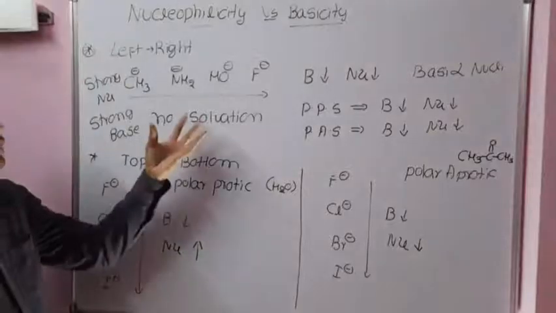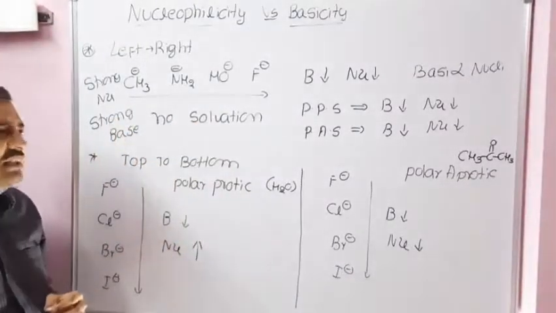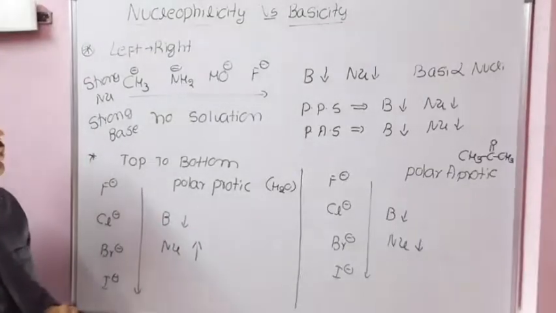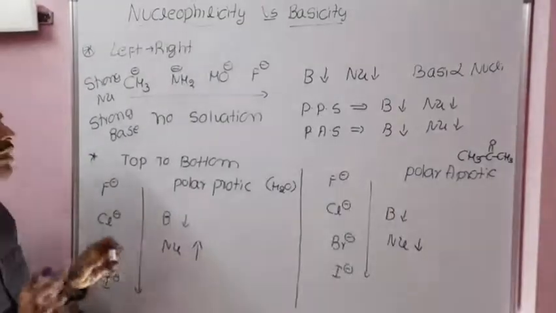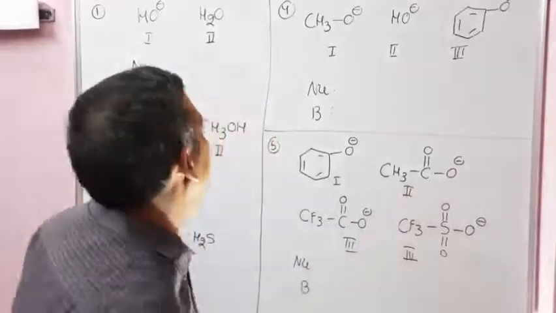So from left to right, basicity and nucleophilicity decrease irrespective of the solvent. Why? Because size is not a matter, no solvation effect from left to right. Clear? Now we will solve some problems.